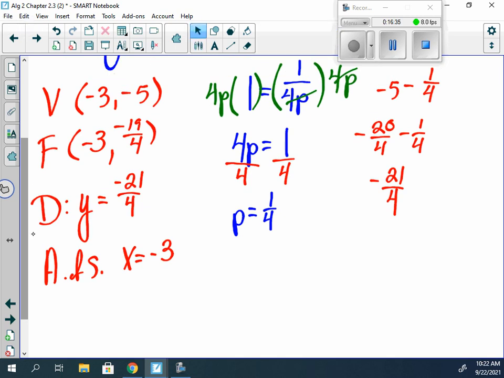Yes, sir. Sure, I'll take the decimal form as long as it's not in an improper form. So as long as we don't have fractions in fractions or decimals in fractions, that works. I mean, for the directrix as negative 5 1/4, I'll take that, or negative 5.25, I would take that.